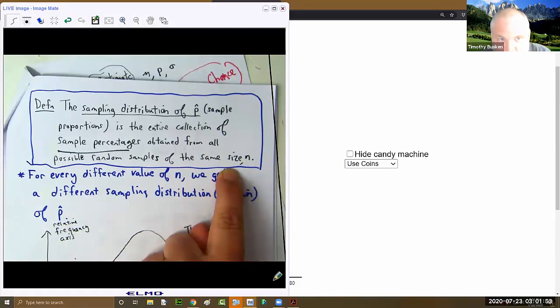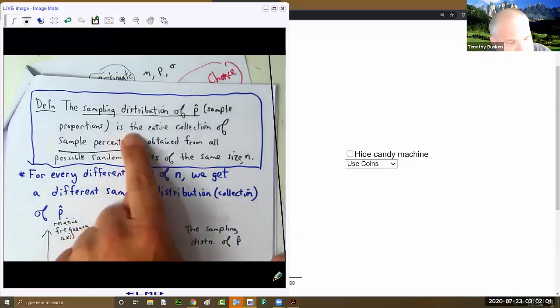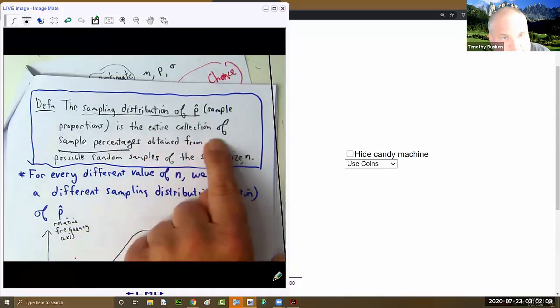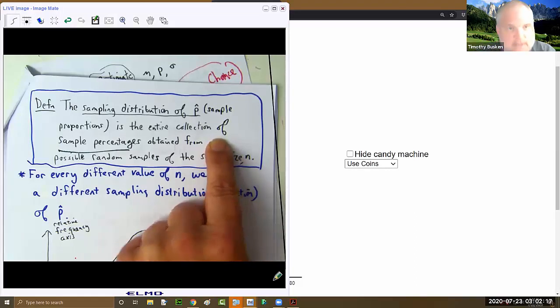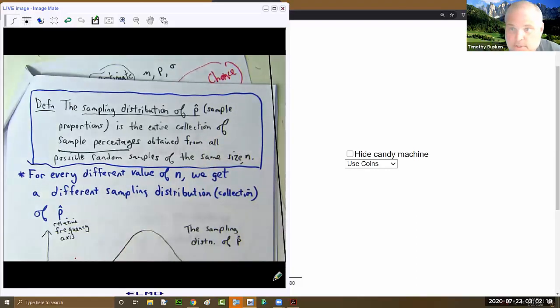And we're going to simulate, using the app, the graph of the sampling distribution of p hat. If you graph this entire collection, this list of all possible values of sample percentage, as a dot plot, you're going to get a good approximation of what the graph of the sampling distribution looks like.